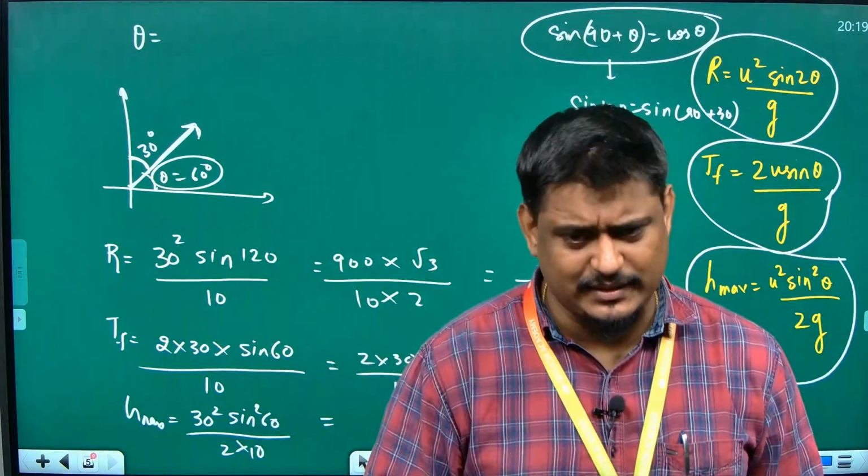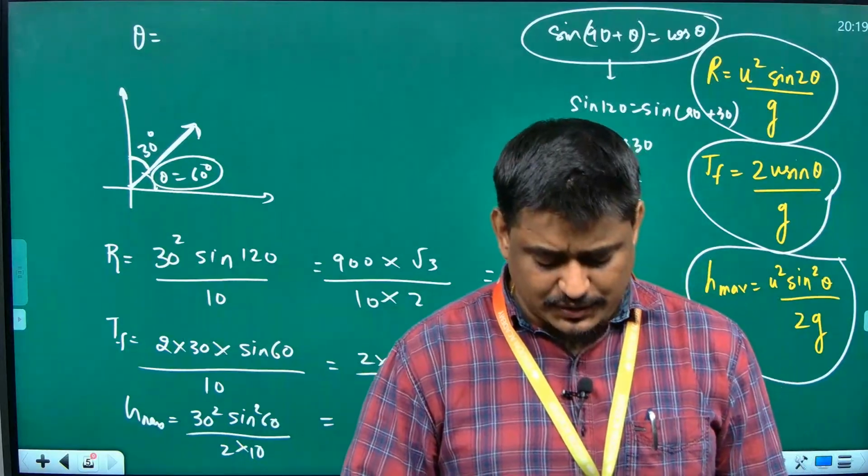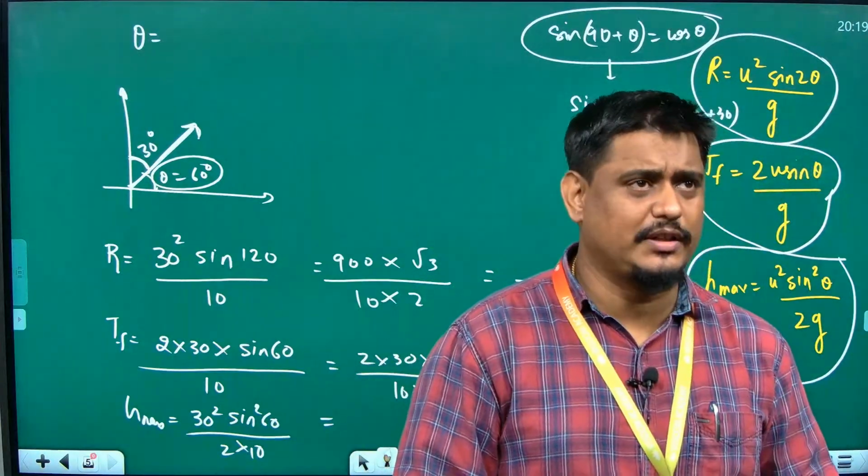3 root 3 seconds, that is correct. What about the range? 45 root 3. Correct. 45 root 3 is also correct.